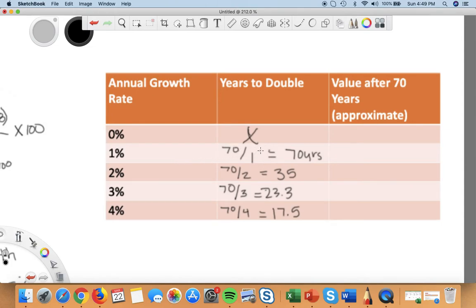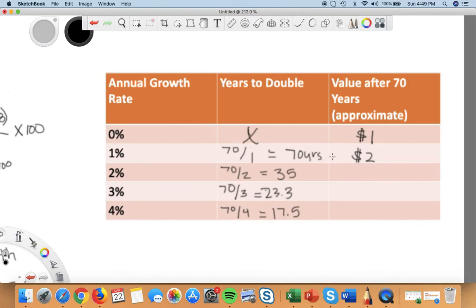Just plug in that number, again, dropping the percentage sign, but not converting it into a decimal. So after a set period of 70 years at 0%, you're still just going to have that $1 at the 0% growth rate, right? Because it's not changing over that 70 years. So beginning of time, 0% change every year. After 70 years, you still got $1. This one means after 70 years, it's going to double. So if I started off with $1 and it doubles at the end of that 70 years, I'm going to have $2. Look at that.